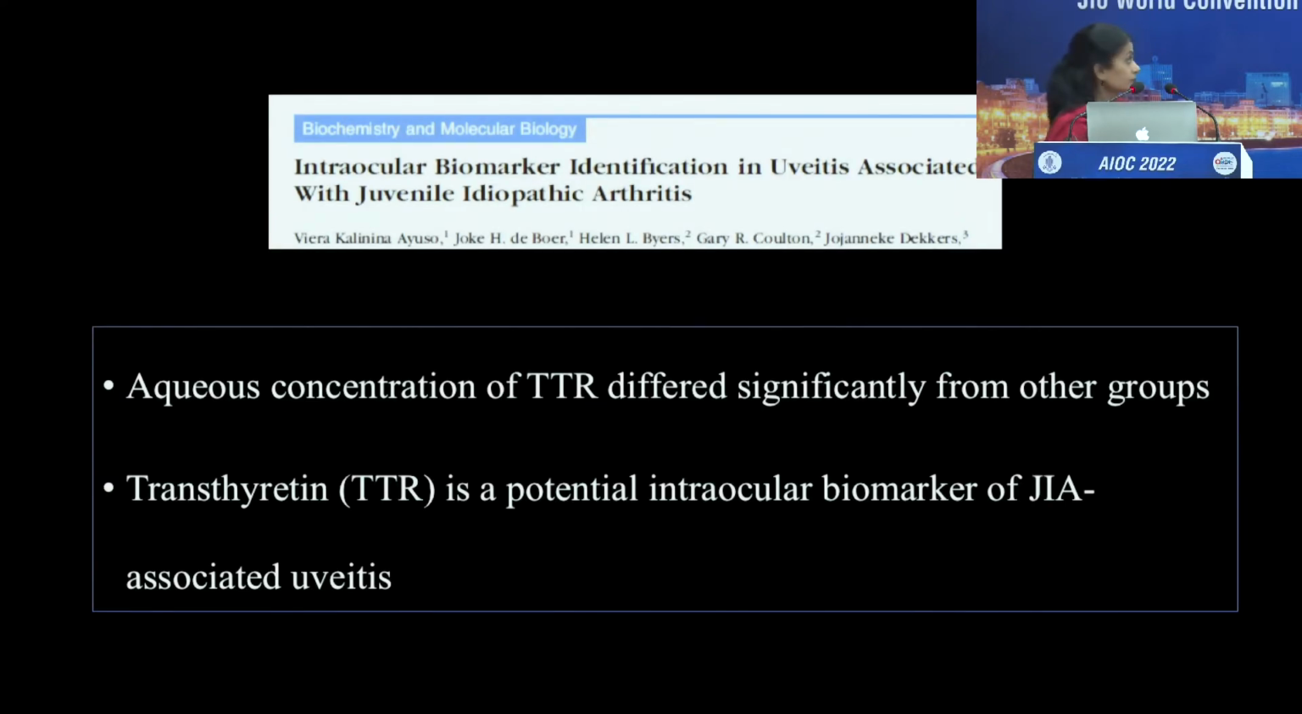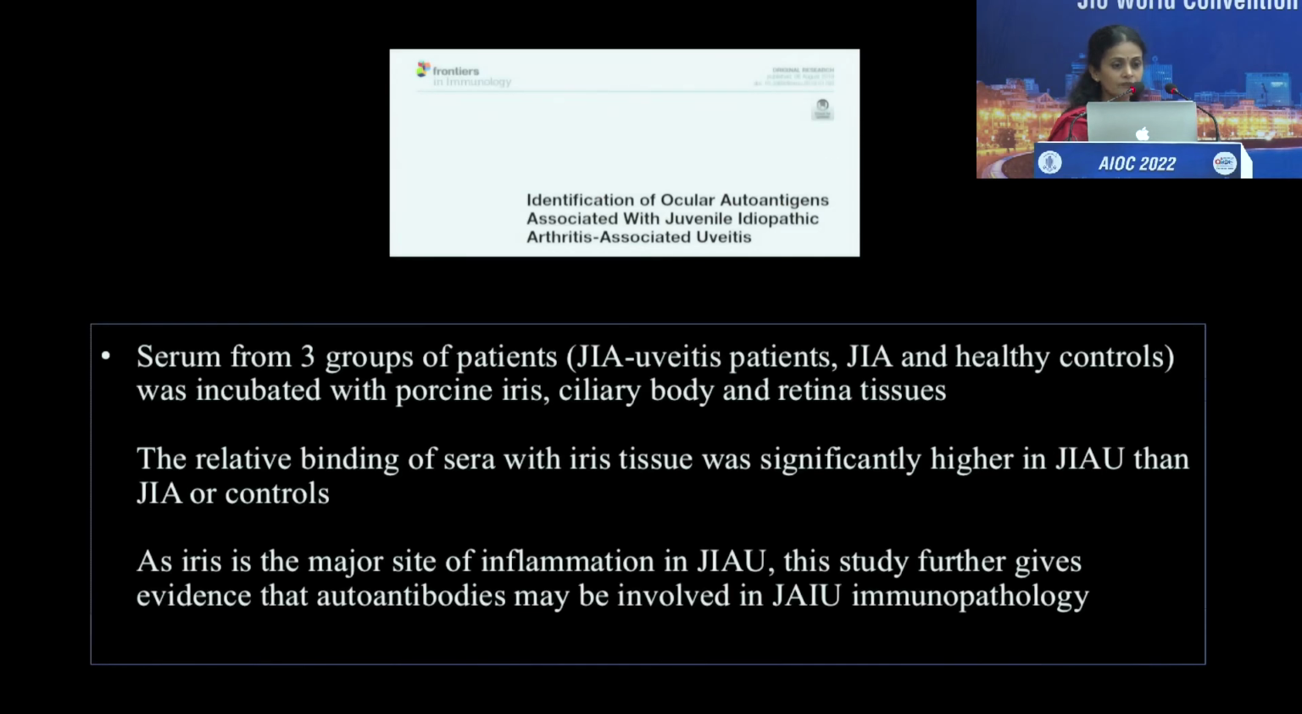JIA-associated uveitis is another autoimmune disease where proteomics is evolving. This study highlighted the role of aqueous humor in diagnosing protein biomarkers in JIA-associated uveitis, and they found that transthyretin, that is TTR, differed significantly in JIA patients as compared to the other groups, and this was found to be a potential biomarker for JIA-associated uveitis.